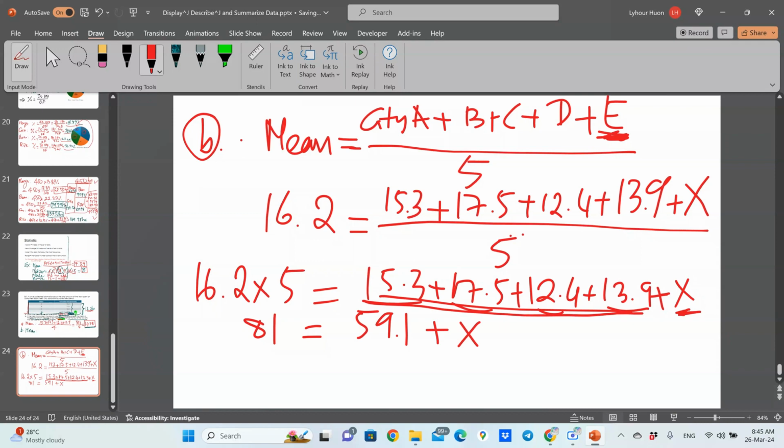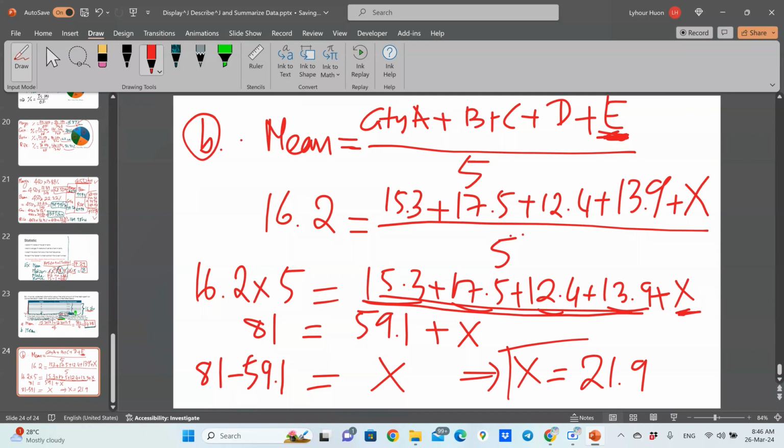Now we have 81 equal to 59.1 plus x. How do we find x? Subtract. We take 81 minus 59.1, which equals 21.9. So the city that is not listed, E, is 21.9, and our prediction was more than this. 21.9 is more than 16.2, so our prediction is correct.